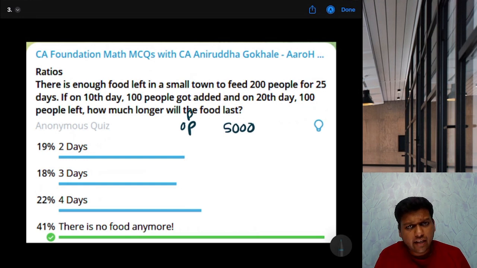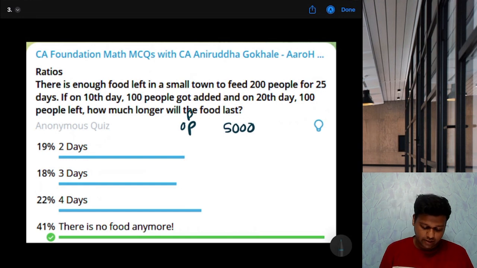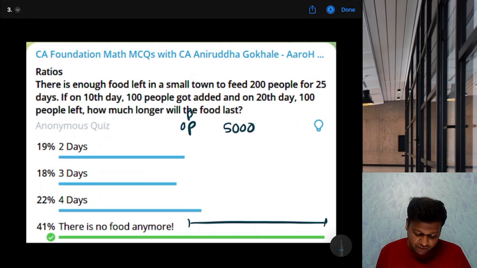If on the 10th day 100 people got added and on the 20th day 100 people left, how much longer will the food last? Again, let's draw a timeline. For the first 10 days, day 0 to day 10, how many people were there? 25 people.